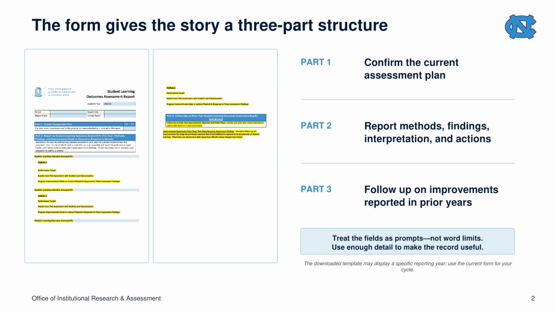The form gives the story a three-part structure. Part 1 confirms that the plan is on file or attached. Do not reproduce it. Part 2 documents this year's assessment. Part 3 returns to earlier actions. That structure is not a word limit. Use enough space to leave a useful record.